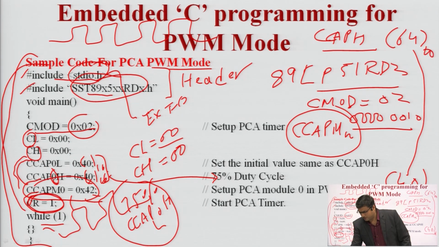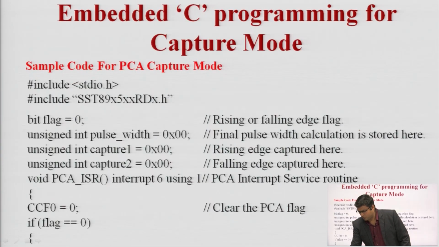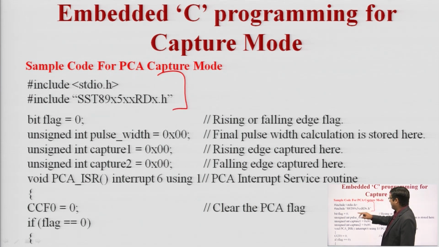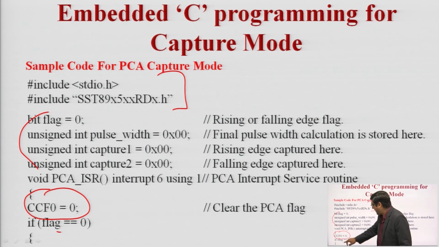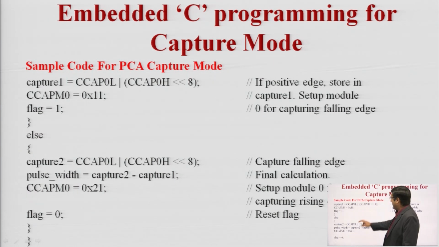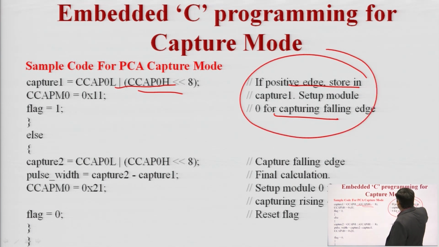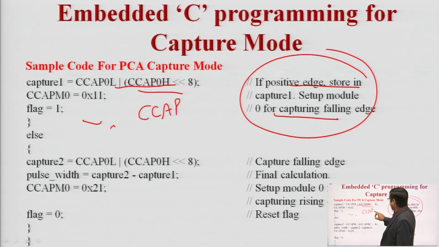So we are left with the PCA capture mode programming. Here these are the header values. We are going to do some operations. We are going to initialize the flags. If flag is equal to 0, capturing occurs only when there is a match between the registers' values, and it occurs on the positive edge and on the falling edge. For the falling edge or rising edge, the value of the CCAPM pin should be 1.